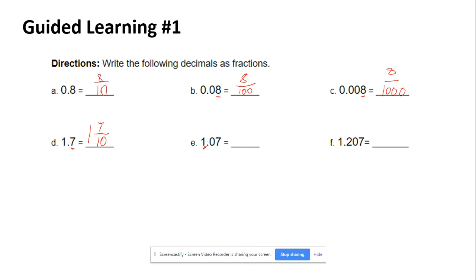Here, the 1 again is in the ones place, so we have one big 1. The 7 is in the hundredths place, so it's 7 over 100. Here, we see the 1 is in the ones place, so we have one big 1. We have 207 thousandths. So we're going to write 207 just like we see, and the 7 is in the thousandths place, so we're going to put 1,000 as the denominator.